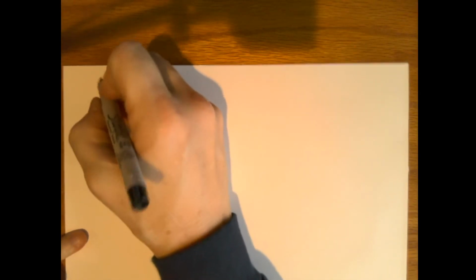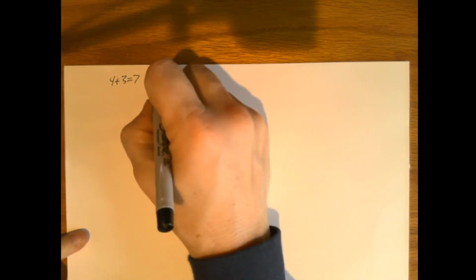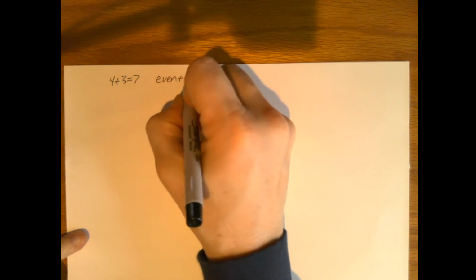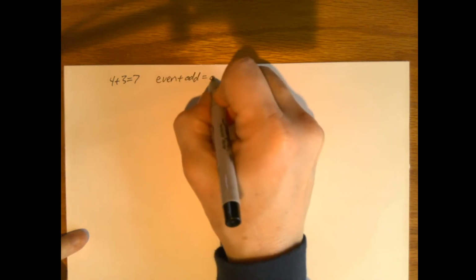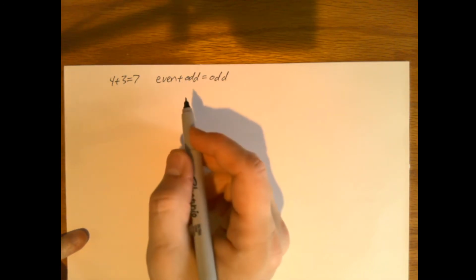In our last video, we started talking about direct proofs. Let's see some more examples. So in that last video, we saw this particular example that I'd written, 4 plus 3 equals 7, and I made the observation that I had an even number plus an odd number, and I got an odd number. And we proved that that was always true.